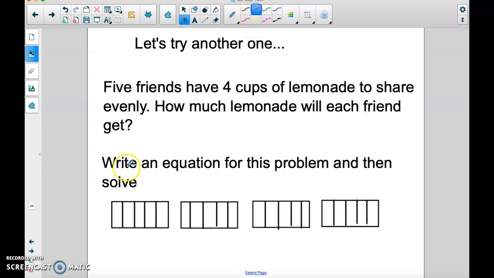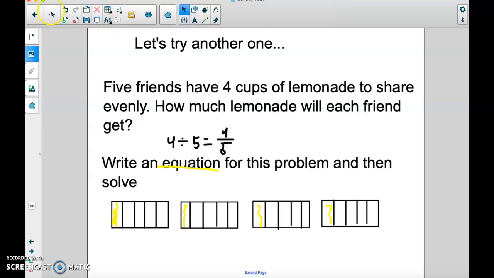So, how much would one person get? One person gets this piece, this piece, this piece, and this piece. So my original equation, if I think back to that, would be 4 divided by 5, which equals 1/5, 2/5, 3/5, 4/5. 4/5. So boom, that's it.